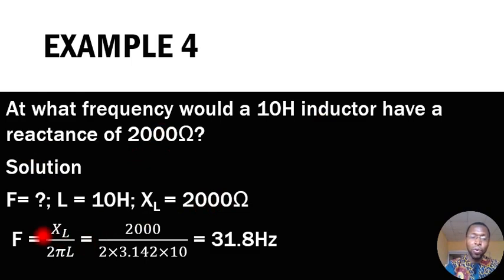By formula, the frequency is inductive reactance over 2 pi L. Our inductive reactance, which is our XL, is 2000, over 2 times pi, 3.142 by constant, and L is our inductance, times 10. Simplify all of these, we have our frequency of the inductor to be 31.8 Hertz. Yeah, so now we go to the last question.